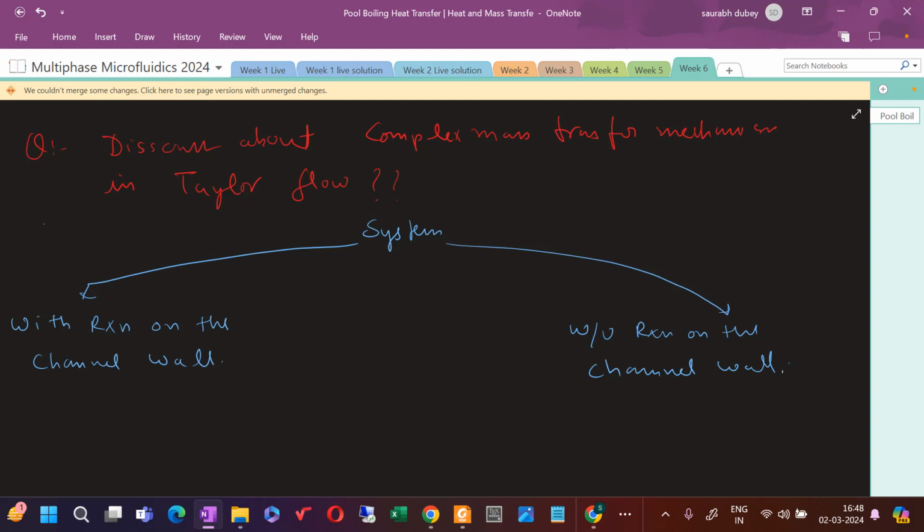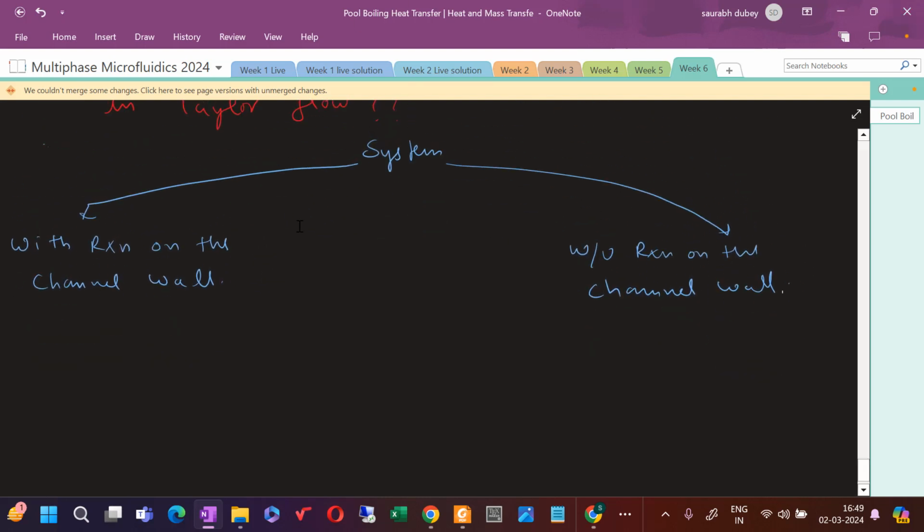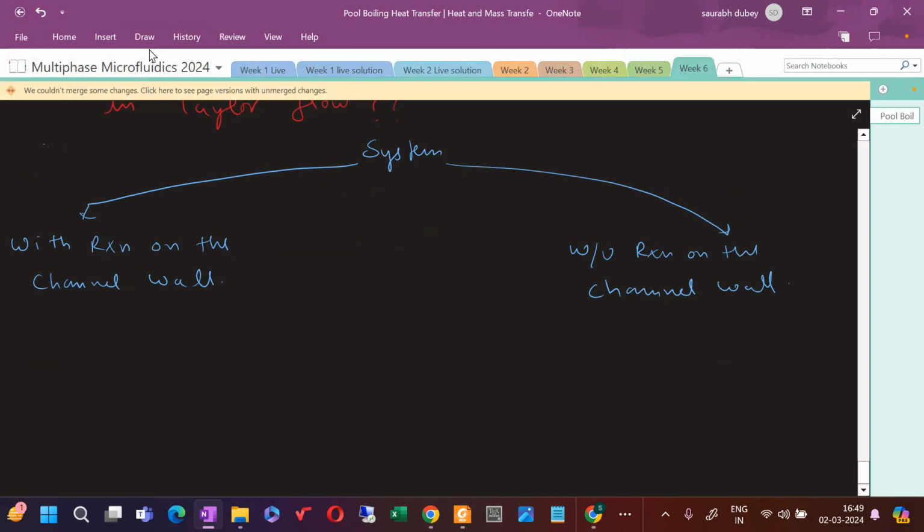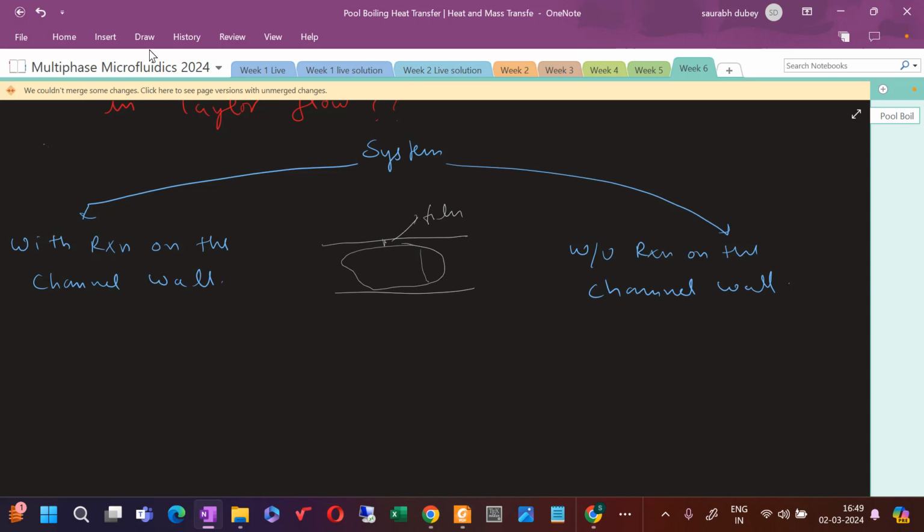So if you see this in the reaction on the channel wall, if you go deeper, you will be looking at this in another way, that is gas to solid mass transfer. So this is your channel, this is one of the bubbles which is there. There is a thin film, this is the tail, head and the body of the bubble, and if you see, there could be gas to solid mass transfer.